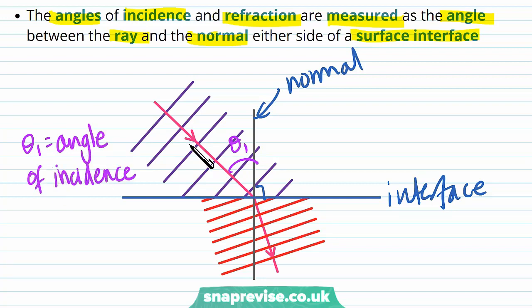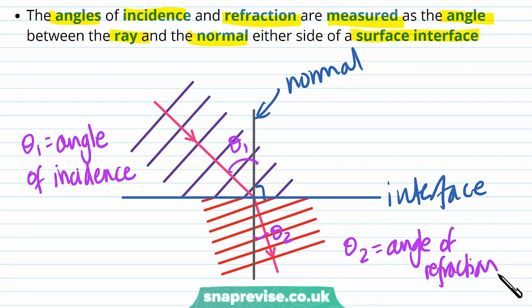Then we can see when this light ray passes into the new medium, its direction changes because this new medium has a different refractive index and a different optical density. So we call this new angle with the normal, which is θ2, the angle of refraction. Because we say that when light enters a new medium and changes speed and therefore direction, it's been refracted.